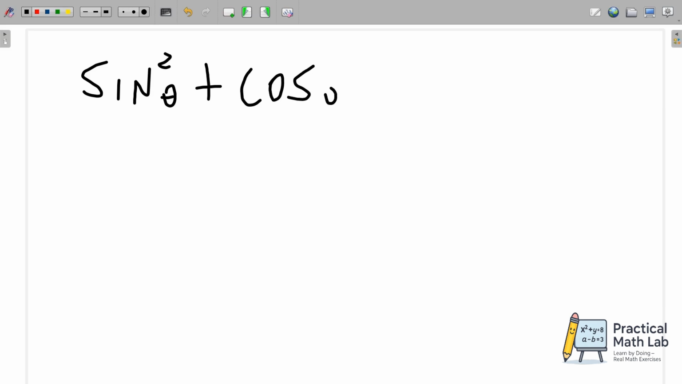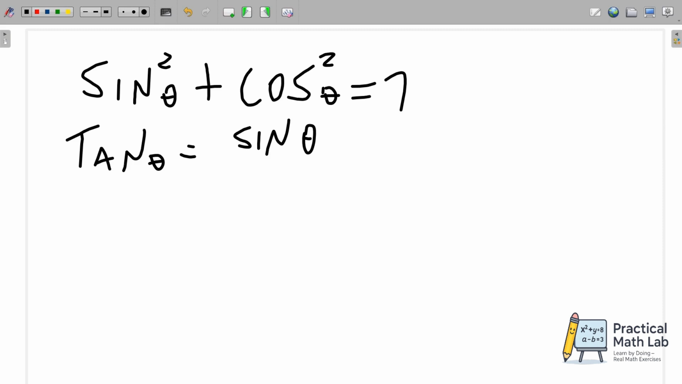Now let's move on to the important trigonometric identities, which are the sine of an angle squared plus the cosine of an angle squared equals 1. The other important concept is that the tangent of an angle is precisely equal to the sine of that angle divided over the cosine of the same angle.